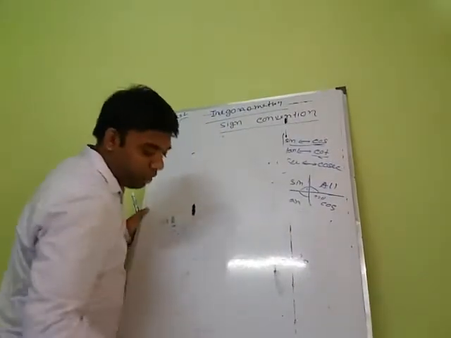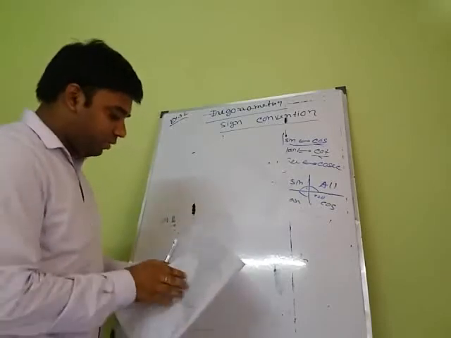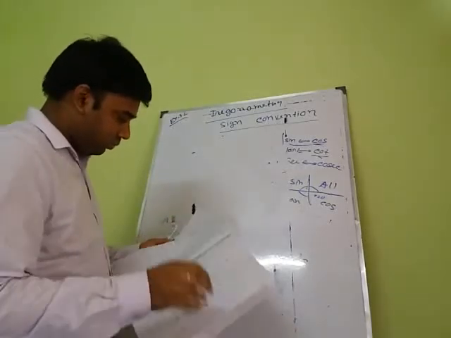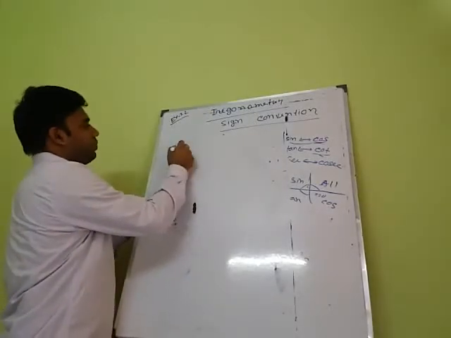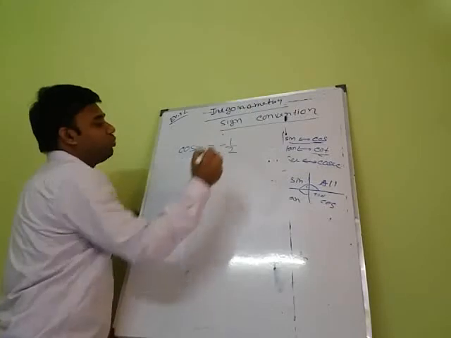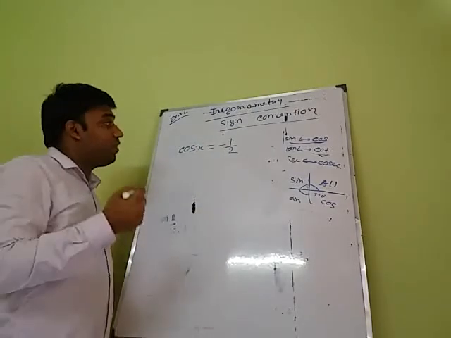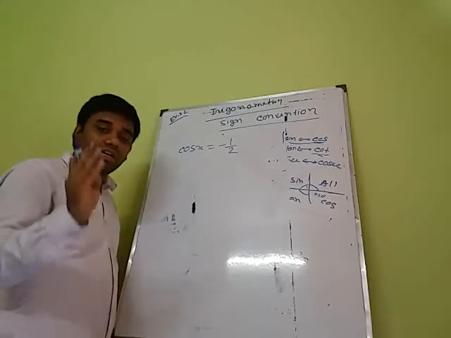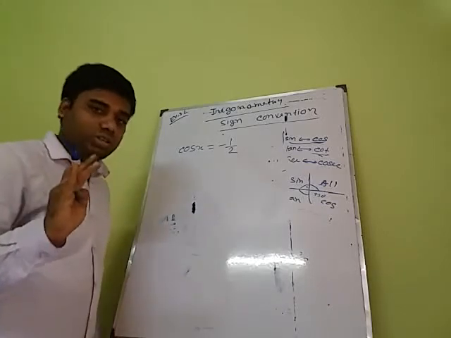Coming to question number 1. In the first question, it is given that cos x equals minus 1 by 2. If cos x equals minus 1 by 2, what will be the values of the other ratios? The other ratios mean sin theta, sec theta, cosec theta, tan theta and cot theta.